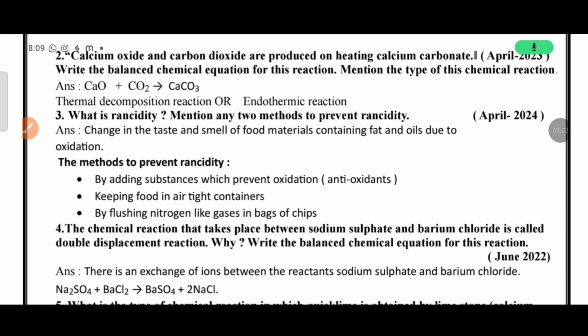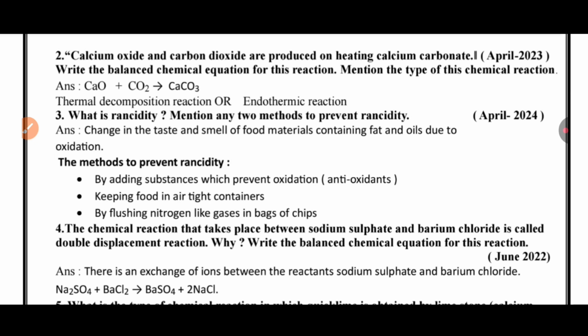So this is a combination reaction or endothermic reaction. So next question. What is rancidity? Mention any 2 methods to prevent rancidity. Change in the state and smell of food materials containing fat and oil due to oxidation is called rancidity.